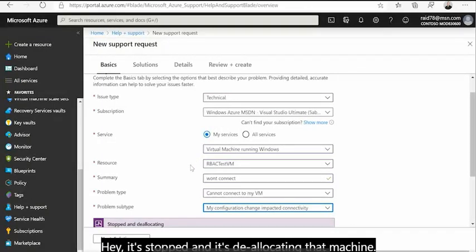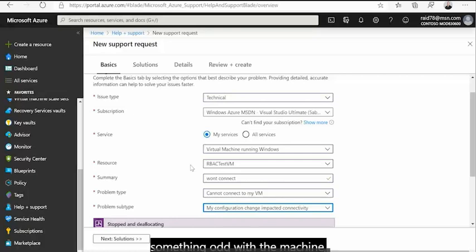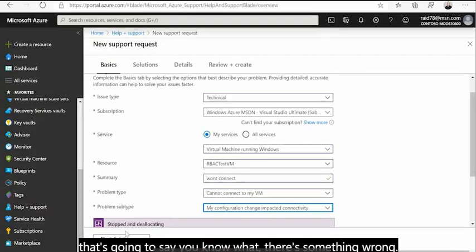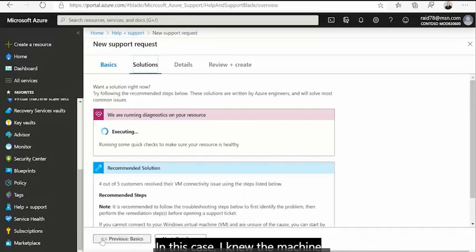Hey, it's stopped and it's deallocating that machine. It's actually looking at this going, hey, something's wrong with this machine. The virtual machine is stopped and deallocated. In other words, turn it on. So when we go through the support request, Azure has some technology behind it that's going to say, you know what? There's something wrong. And in this case, I knew the machine was turned off, and this tool told me.